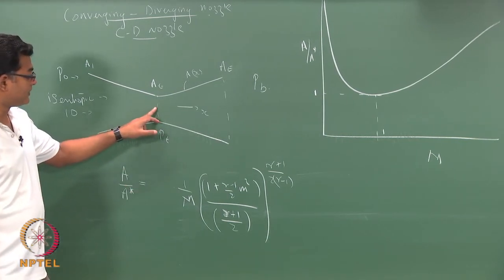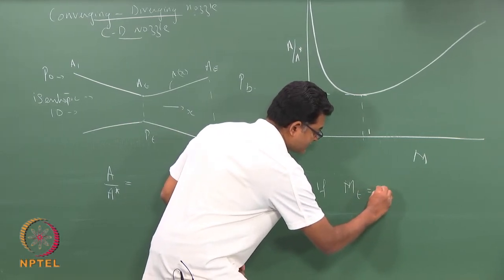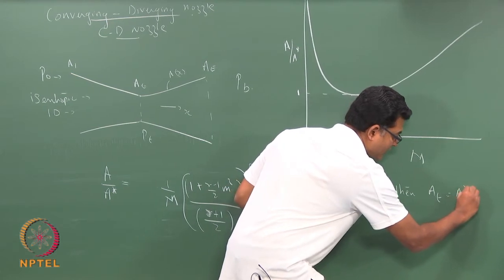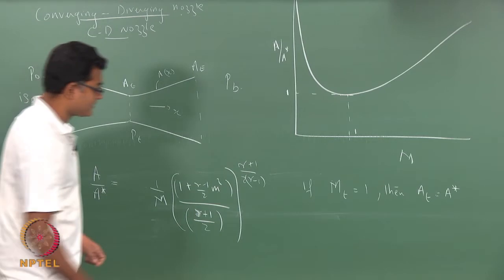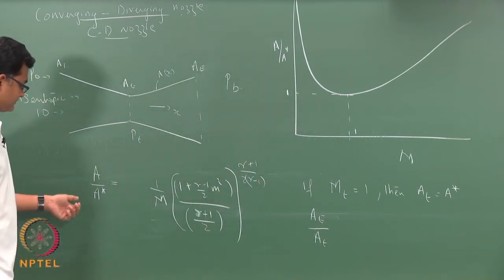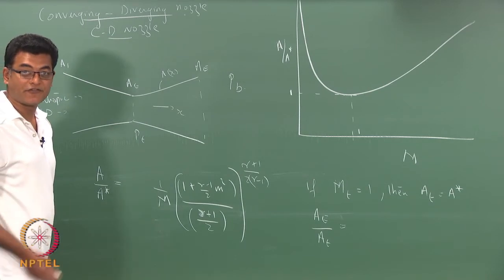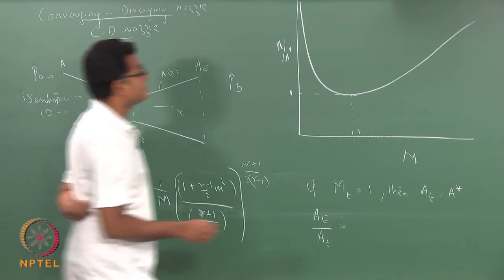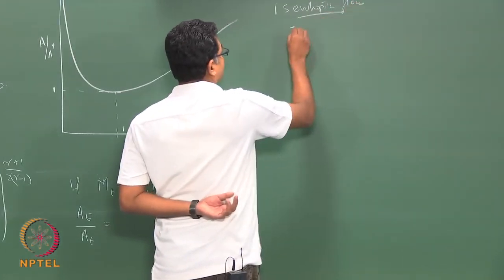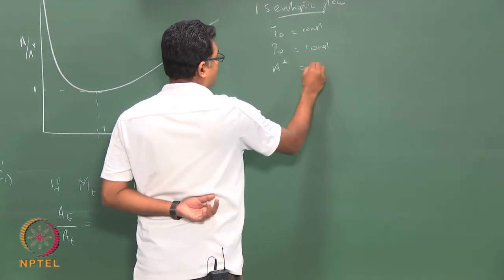Suppose we have Mach number at the throat as 1. If M at the throat is 1, then your A throat can be considered as your A star. Or I can replace this equation by A at the exit divided by A at the throat, and since we have already assumed isentropic flow, my A star is going to be constant. The moment I assume isentropic flow, I write three things. What are they? T0 equals constant, P0 equals constant, and A star equals constant.